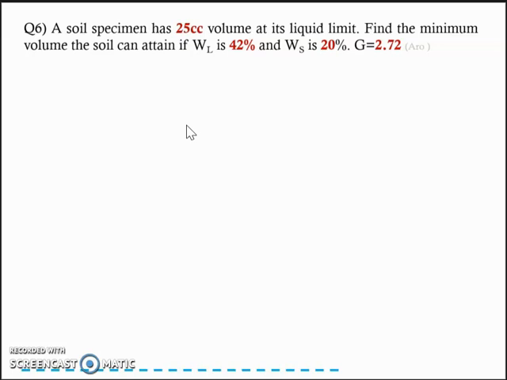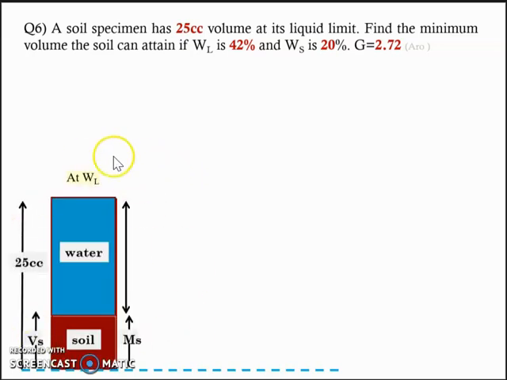So we'll try to take the help from the three-phase system diagram. You have the three-phase system diagram at the liquid limit here. So you have 25 cc given as a volume at the liquid limit, which includes the volume of water and the soil. You have the volume of soil separately here and the mass of soil separately here. Your question is to find the minimum volume the soil can attain.